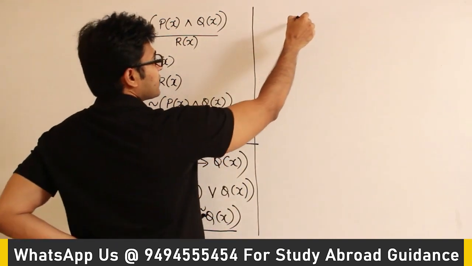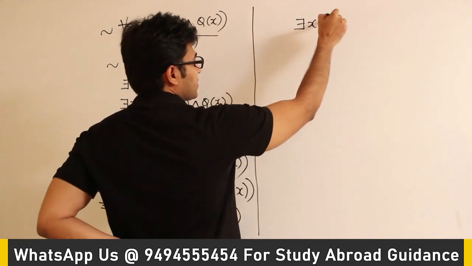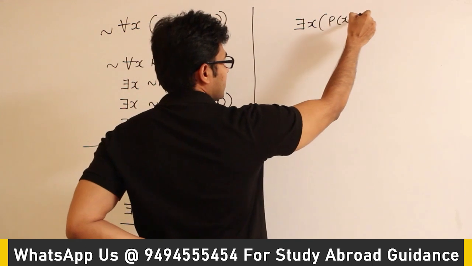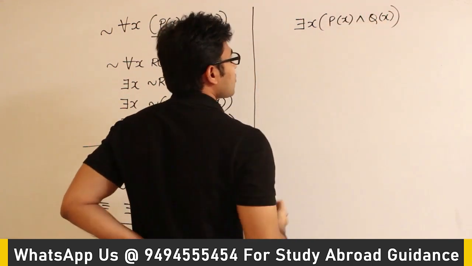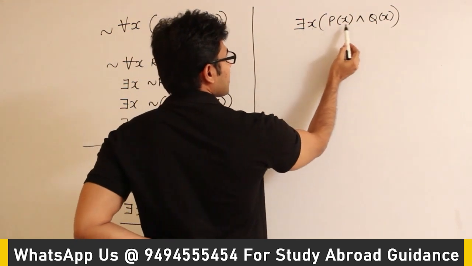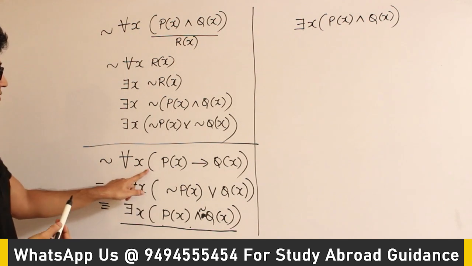There is something like this. There exists x in such a way that p of x and q of x. So what is the scope of there exists? This entire part. Here, what is the scope of for all x? This entire part.